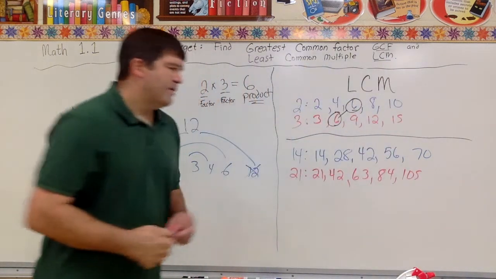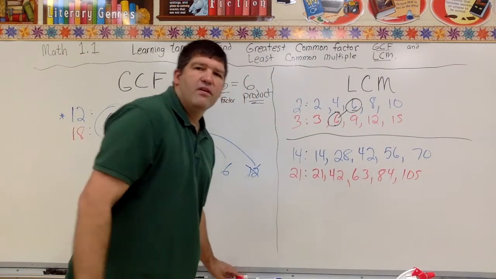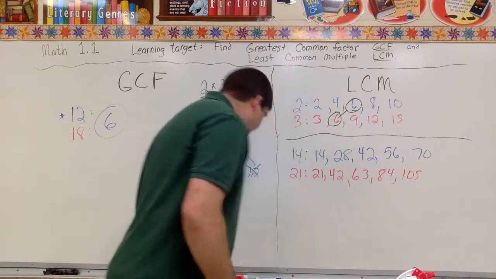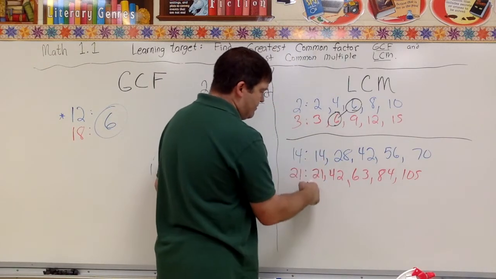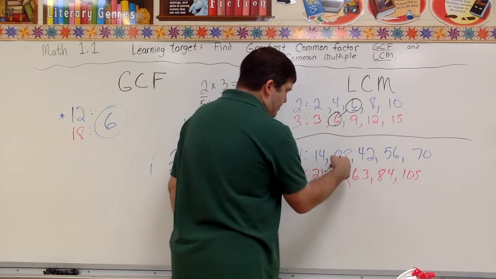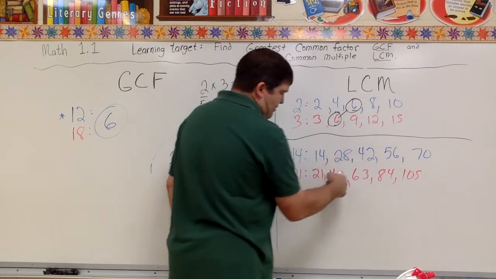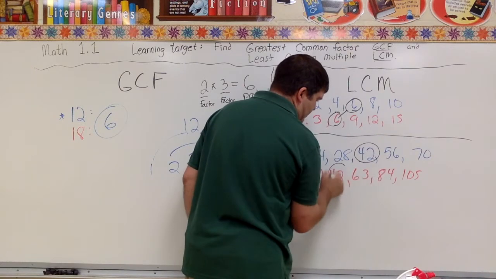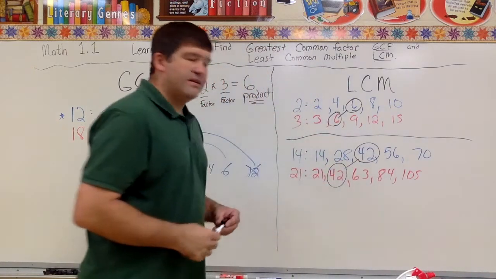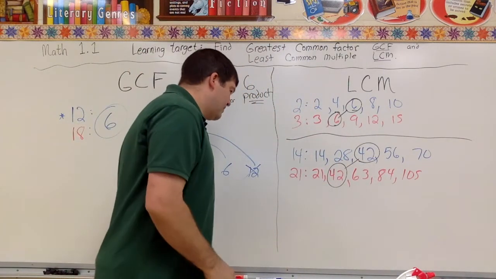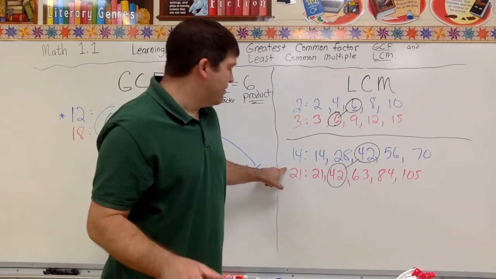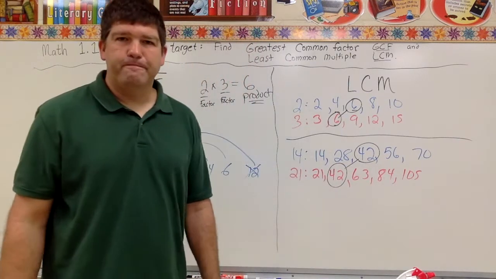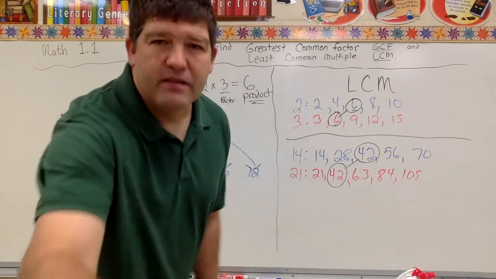Okay, so we've taken these bigger numbers. We want to find the least common multiple. So, something that's common. 14? Nope. 21? Nope. 28? No. There's a 42 and a 42. The first one that is common. So, 14 and 21, the least common multiple is 42. Okay?